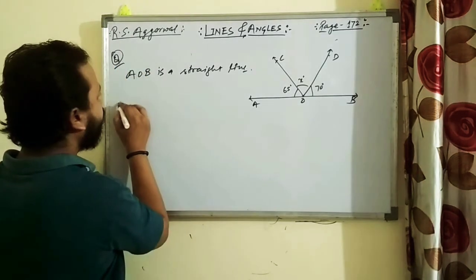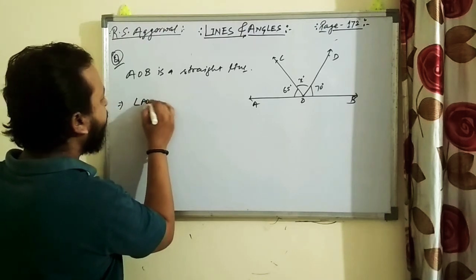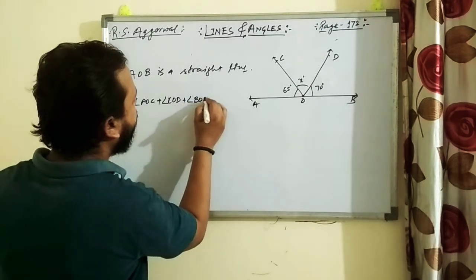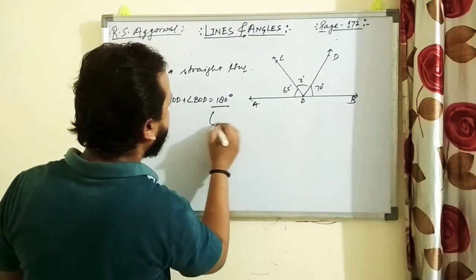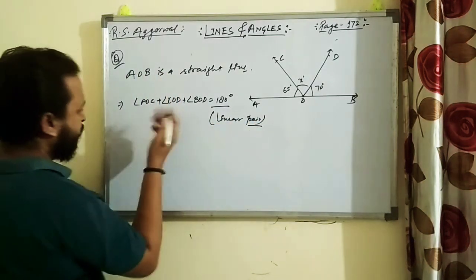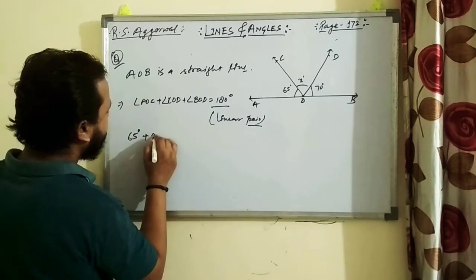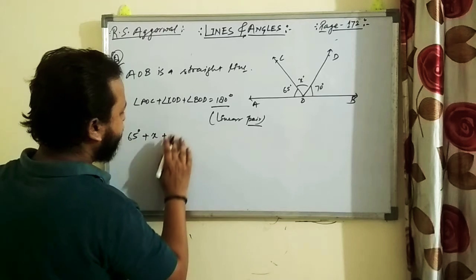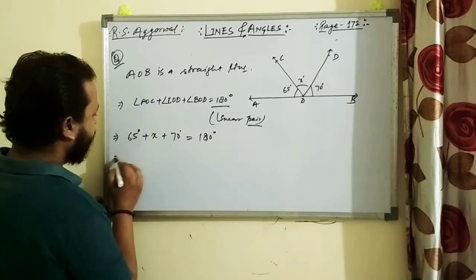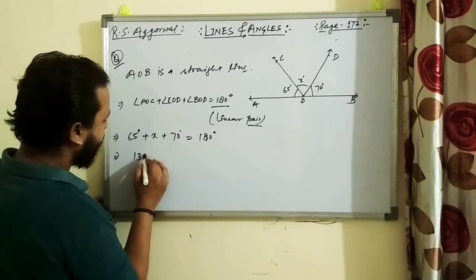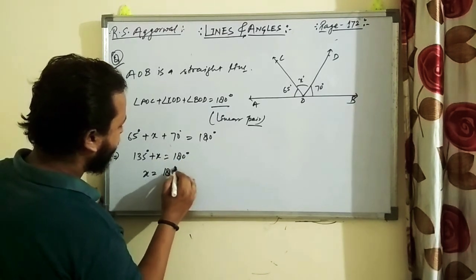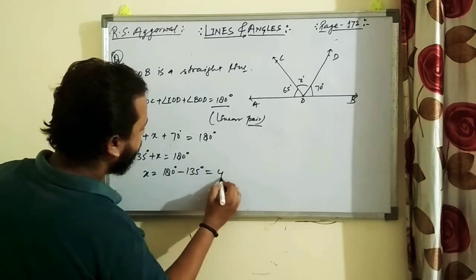This is a straight line, so it means sum of angles, angle AOC plus angle COD plus angle BOD, they must be equal to 180 degree because they are making linear pair of angle, right? Put the values and solve for x. So 65 degree plus x plus 70 degree, that must be equal to 180 degree. So 65 plus 70, that is 135 degree, plus x, that is 180 degree. So x is equal to 180 degree minus 135 degree, that equals 45 degree.